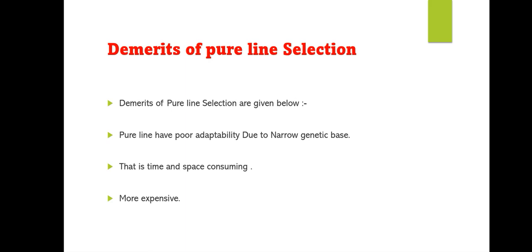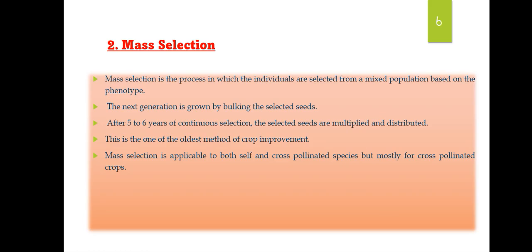Demerits of pure line selection are given below. Pure lines have poor adaptability due to a narrow genetic base. It is a time and space consuming method, and a more expensive method.